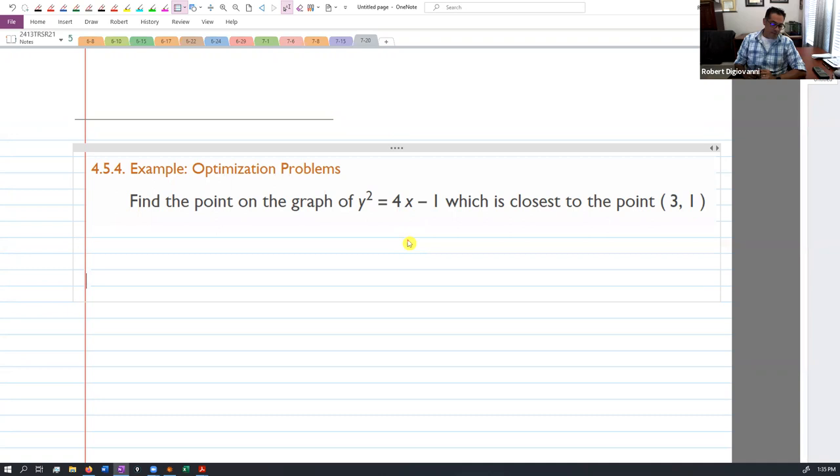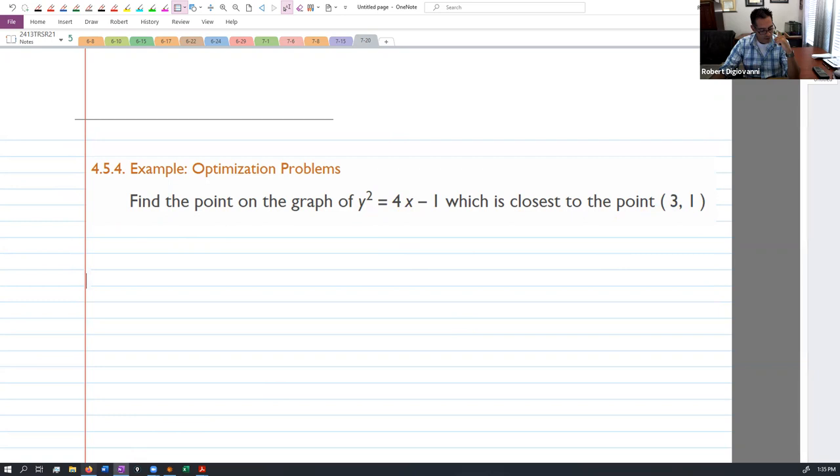Find the point on the graph y squared equals 4x minus 1, which is closest to the point (3, 1). I have a picture to go with this, but before I show you the picture, what I would expect from a Cal 1 student is to be able to look at this and realize y squared equals 4x minus 1 is a parabola that opens sideways. That is a parabola, but it's sideways because the squared variable is y, not x. So this is a parabola that opens sideways, and then this is a point. So what we're trying to figure out is which point on this parabola is closest to that point.